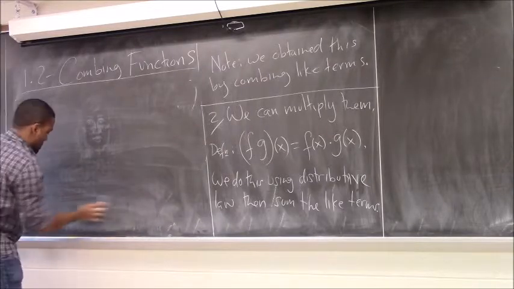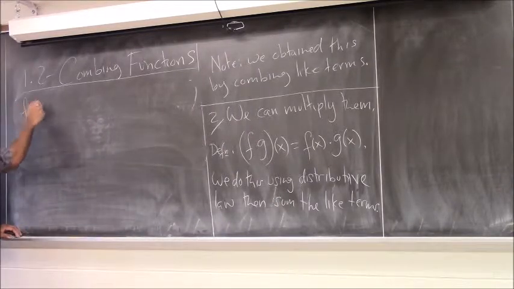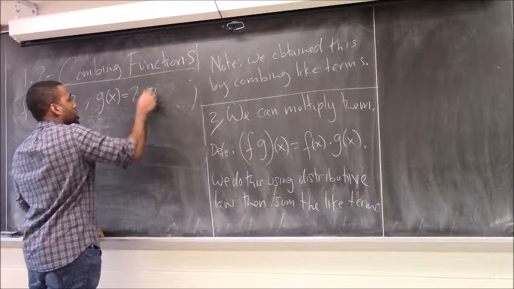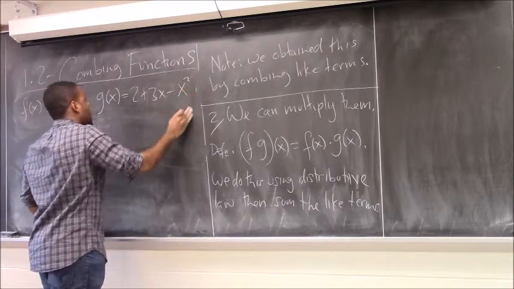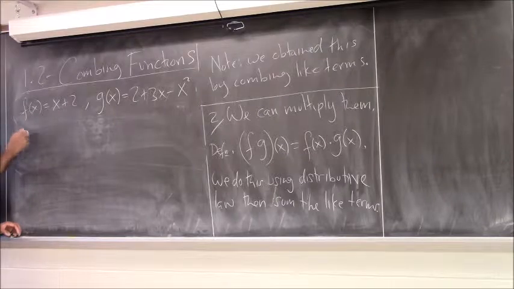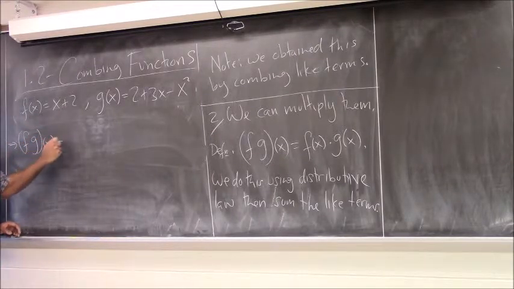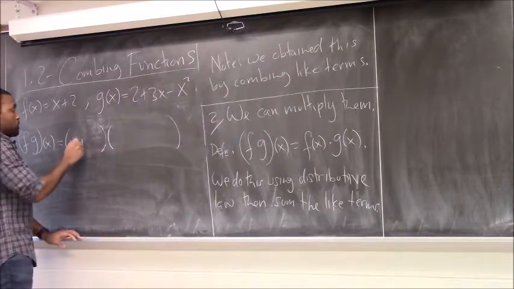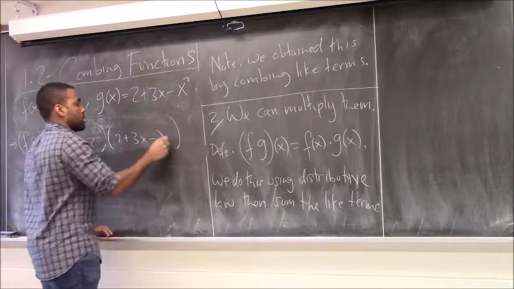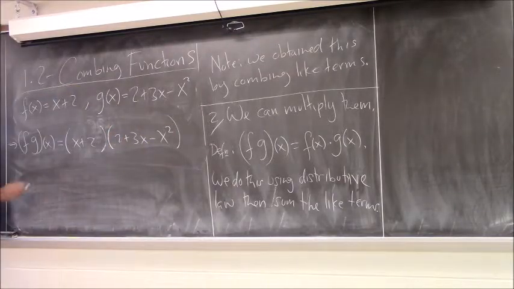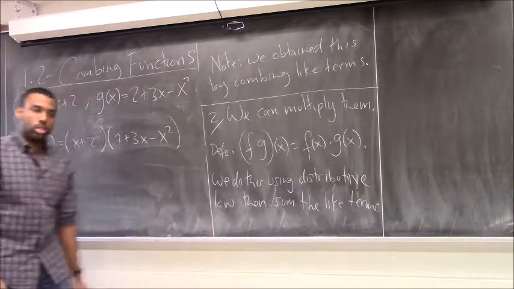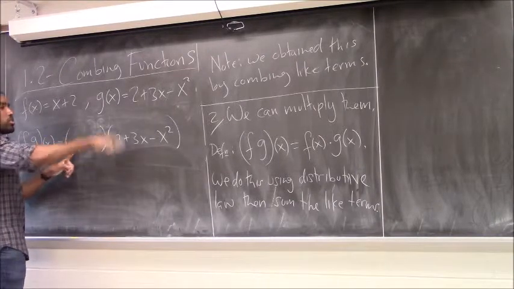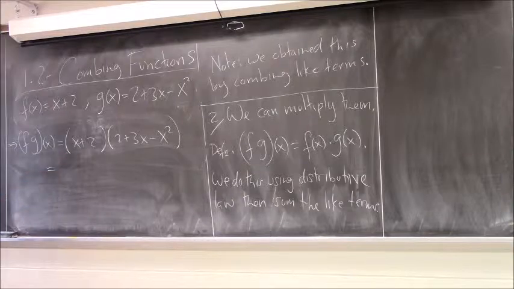So let's see an example of that. Here f of x is equal to x plus 2, g of x is equal to 2 plus 3x minus x squared. This means that I can take f of x times g of x, and that is going to be equal to, I have to put the functions in parentheses, (x plus 2)(2 plus 3x minus x squared). And how we actually compute that is using the distributive law. The distributive law tells us that we have to take each term in one pair of parentheses and multiply every term in the other pair of parentheses. And then we add these all together.